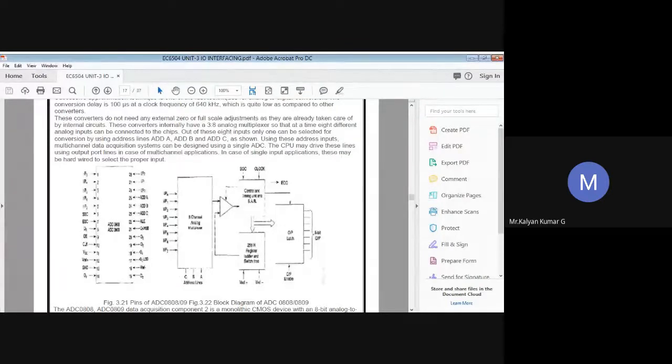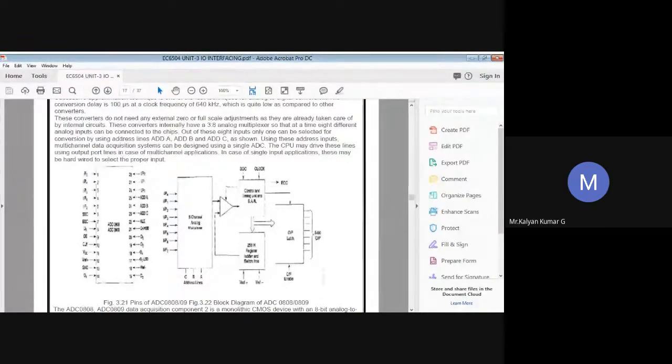And pin number 12 and 16: V reference plus and V reference minus, which means reference voltage input. The positive reference voltage can be less than or equal to your VCC value, and the negative reference voltage can be greater than or equal to your ground voltage. Okay, and then we have data pins.